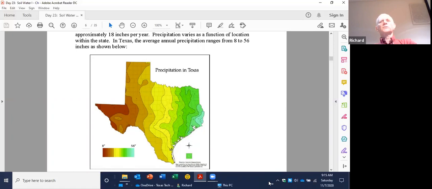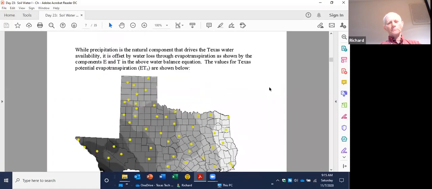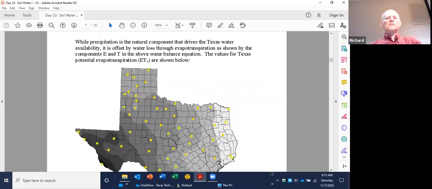So at the Gulf Coast and southeast Texas, we have high rainfalls. If we look at far west Texas, the El Paso area, we have a very limited amount of rainfall, about 8 inches. So there's a great precipitation gradient in the state of Texas. Precipitation is a natural component that drives Texas water availability. It is offset by water loss through evapotranspiration, as shown by the components ET in the above equation.